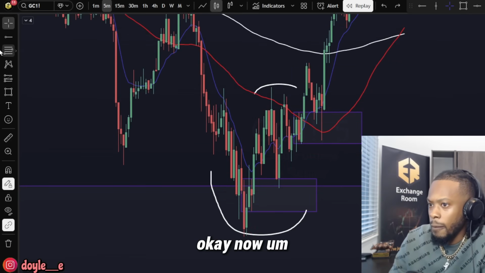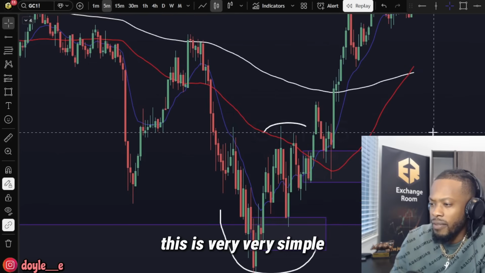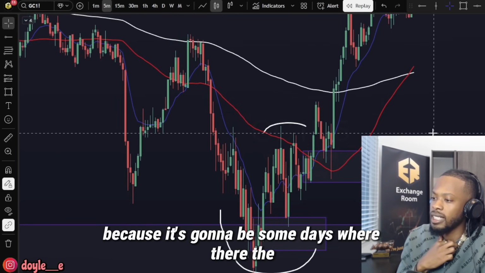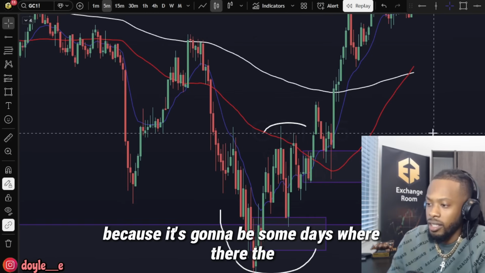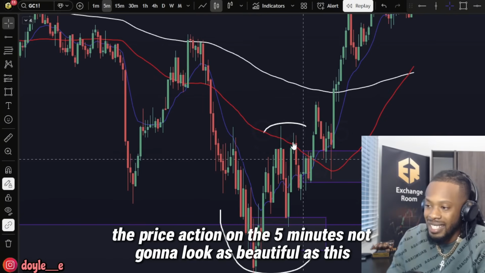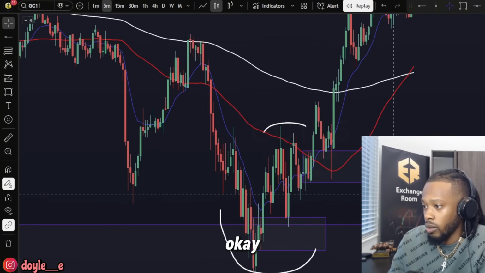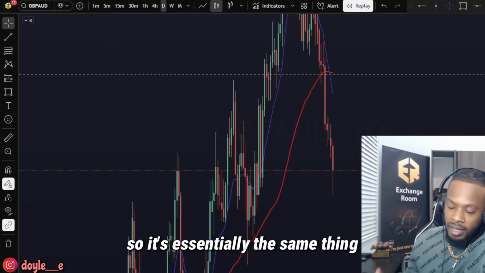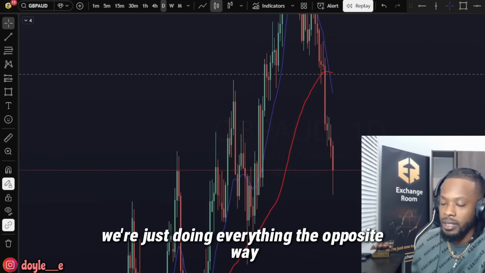Now, this is very, very simple, but I have another example that I want to talk about, because there are going to be some days where the price action on the 5 minutes is not going to look as beautiful as this. All right. So the second example is going to be for a sell opportunity. It's essentially the same thing. We're just doing everything the opposite way.